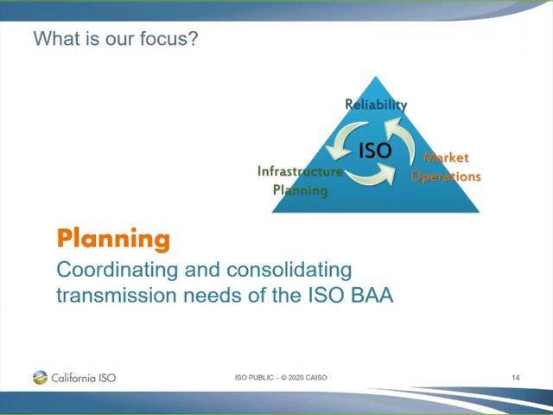The bottom line is that there are a lot of things that we want to do, but there are cost, time, and impact considerations. Therefore, it is critical that we coordinate with several entities to plan the transmission needs of the ISO balancing authority area.